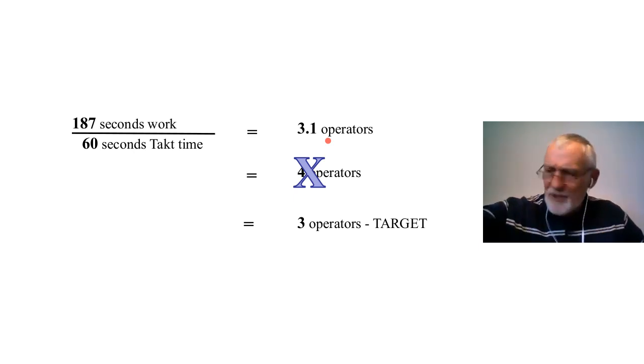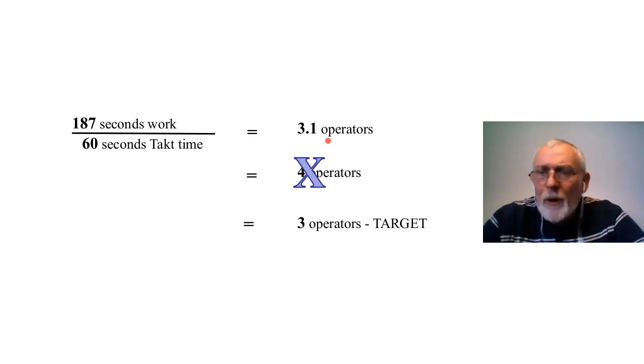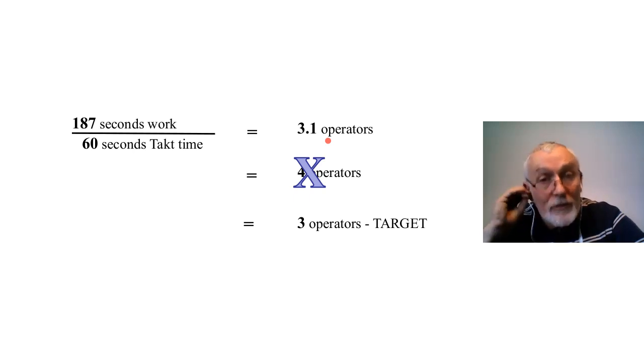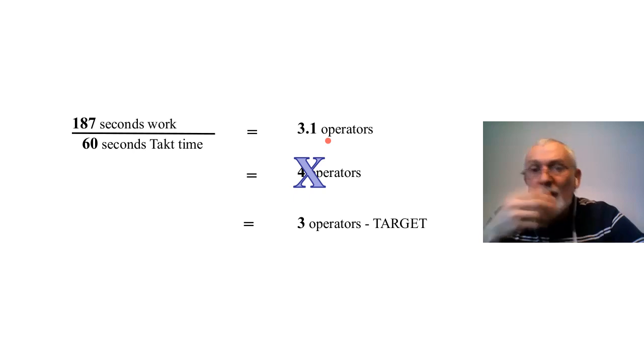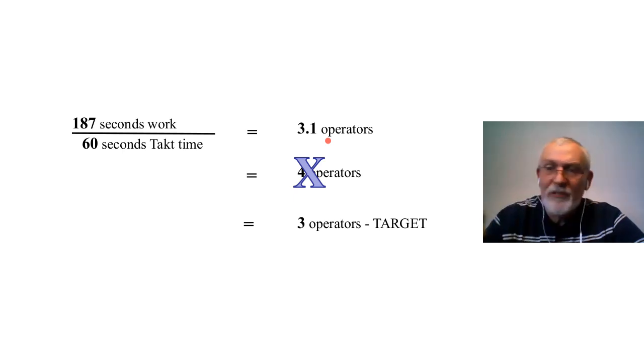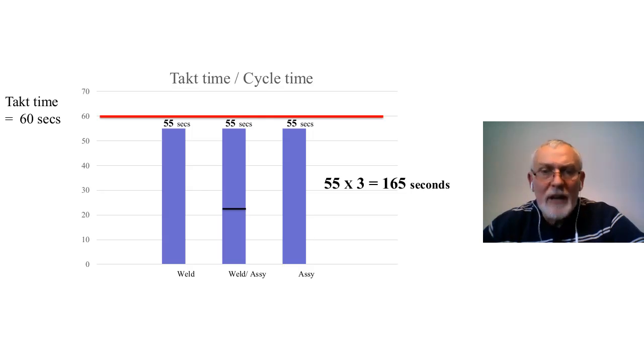The model that we've put together requires 4. So the target would be to try and get to 3 operators. Try and reduce to get closer, because 3.1 is a lot closer to 3. If the number was 3.6, 3.7, then maybe you'd stay with 4. But to put almost an entire extra operator into a 3-person process is hugely wasteful. So we want to try and reduce that. Any ideas on what we might do?